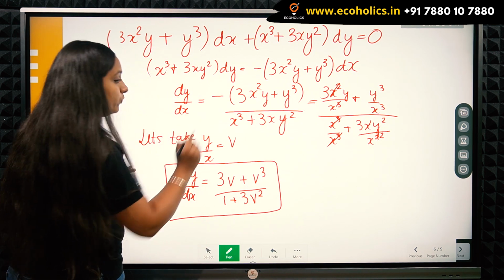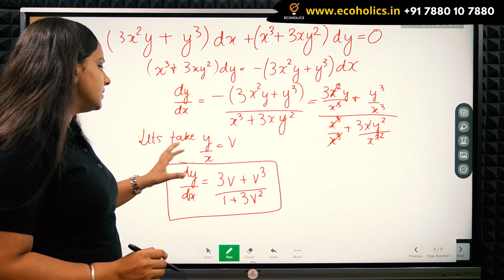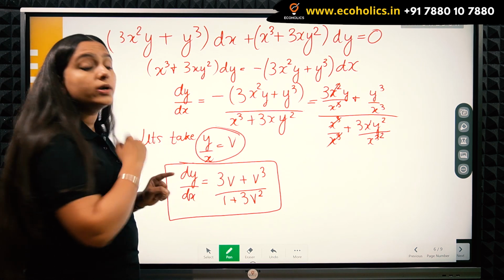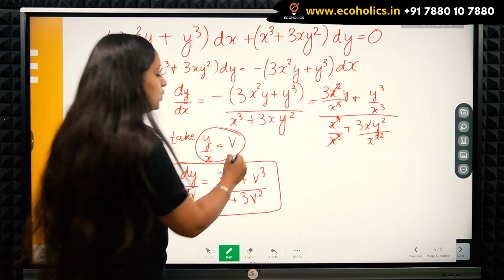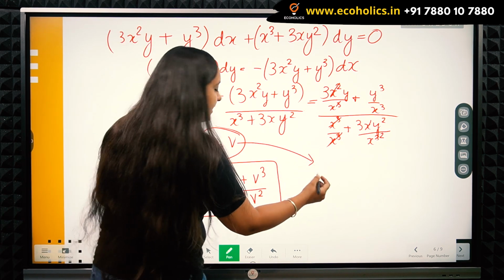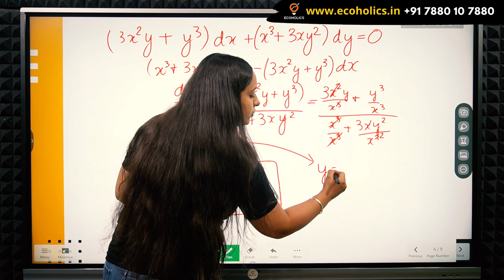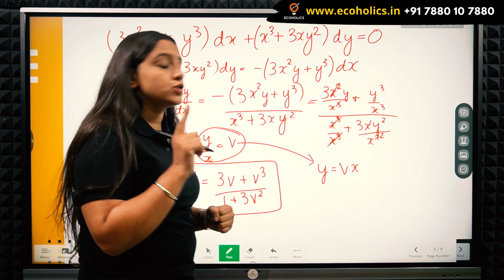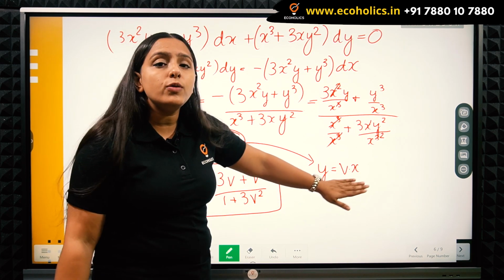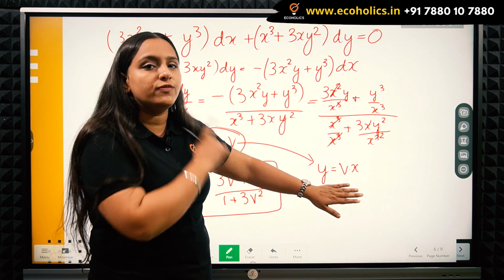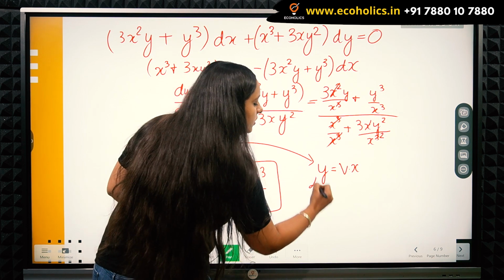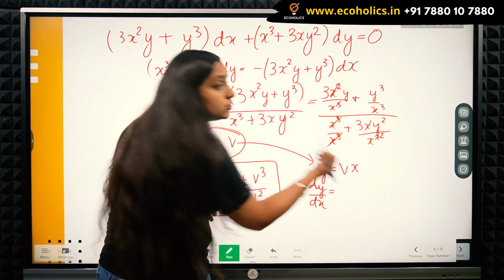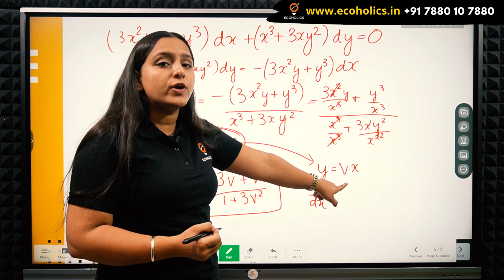I have this value. The next thing is that y and x along with v hold a relationship here also. So from this, I can write that y is equal to v into x, where v is also a function of x. So now from here also, I can differentiate y with respect to x. So I will do dy by dx here. I have to use the product rule here because v is also a function of x.